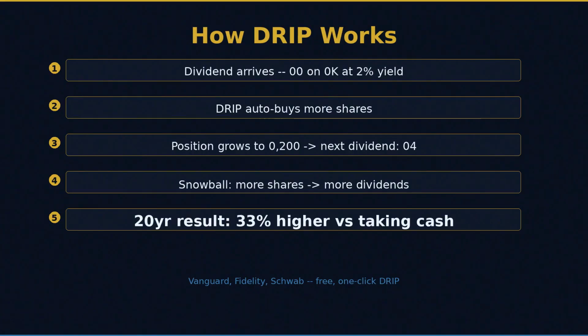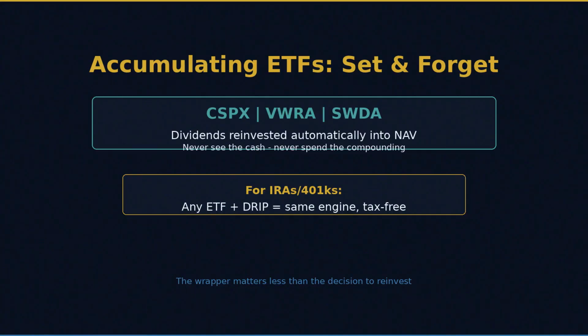A dividend reinvestment plan, DRIP, is exactly what it sounds like. Instead of receiving your dividend as cash, you instruct your broker to use it to buy more shares automatically. Most major brokerages offer DRIP at no cost. Vanguard, Fidelity, Schwab, Interactive Brokers, all have a one-click setting to turn it on.